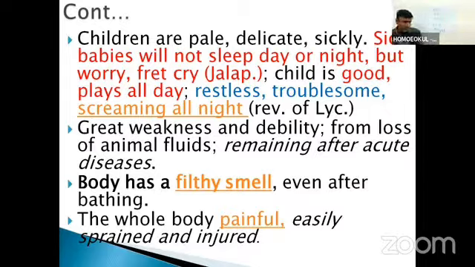So body has a filthy smell even after bathing. This is Psorinum. We also know another medicine having a filthy smell, that is Sulphur. And Sulphur and Psorinum are complementary to each other, as you all know. And another medicine having a similar smell, a sour smell. Don't be confused, sour smell, you will get in Rheum. Within bracket, you will get Hepar and Mag Carb. Just open chapter Rheum from Allen's Keynote.